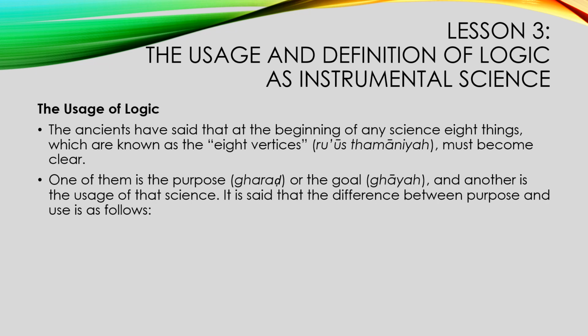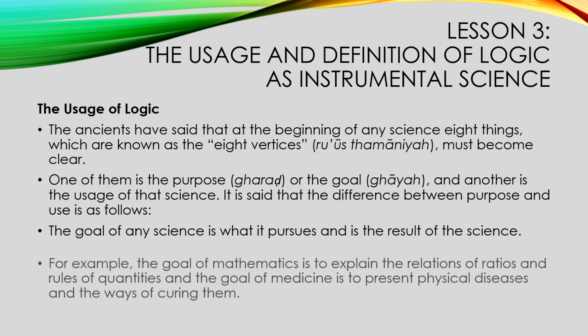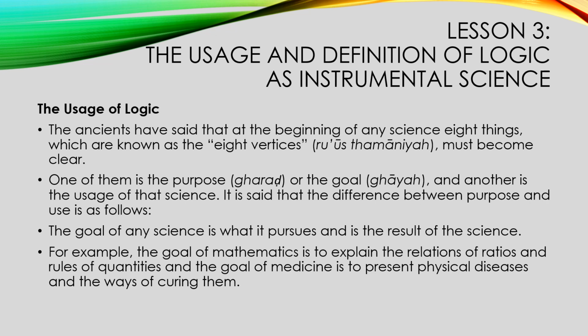And it is said that the difference between purpose and use is as follows. The goal of any science is what it pursues and is the result of the said science. For example, the goal of mathematics is to explain the relations of ratios and rules of quantities, and the goal of medicine is to present physical diseases and the ways of curing them.